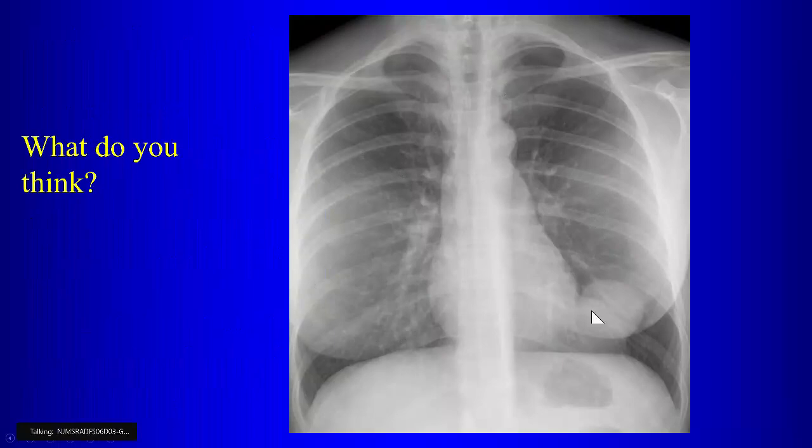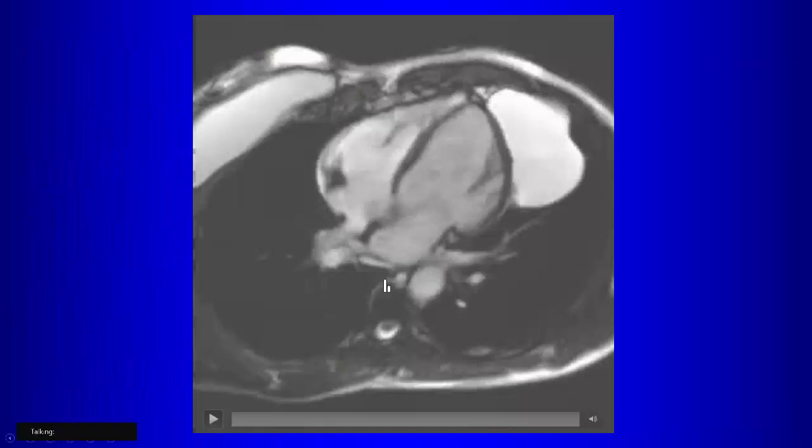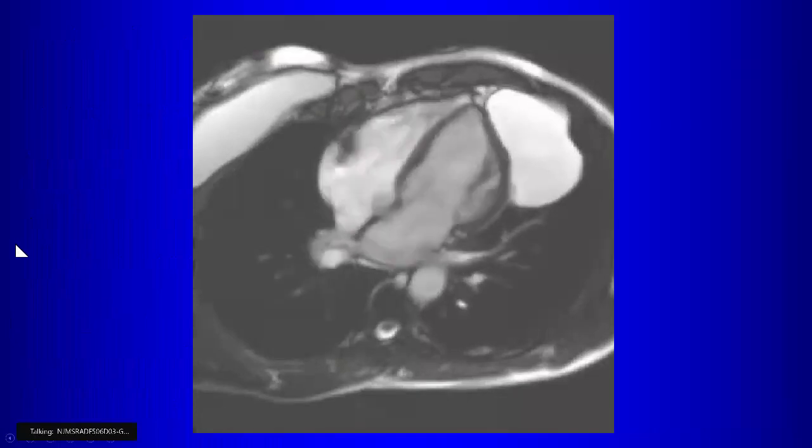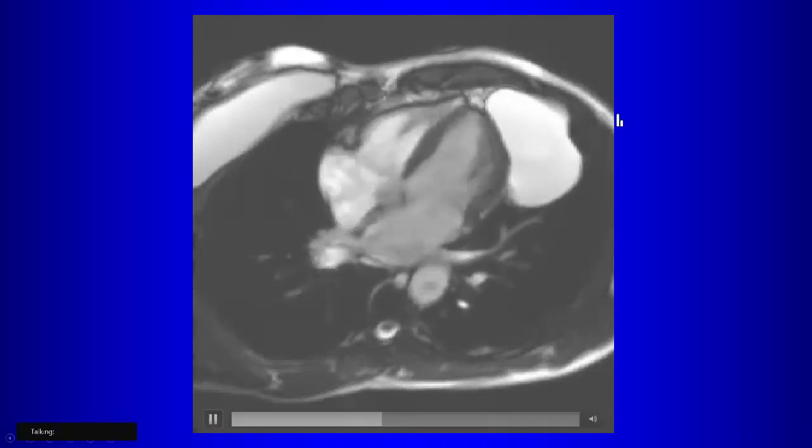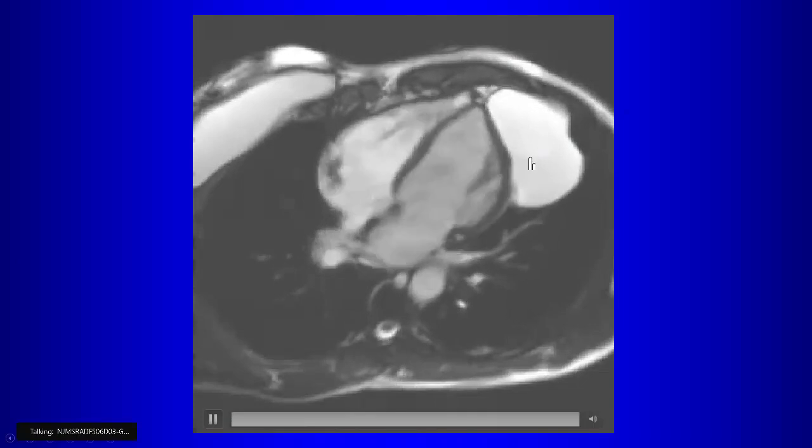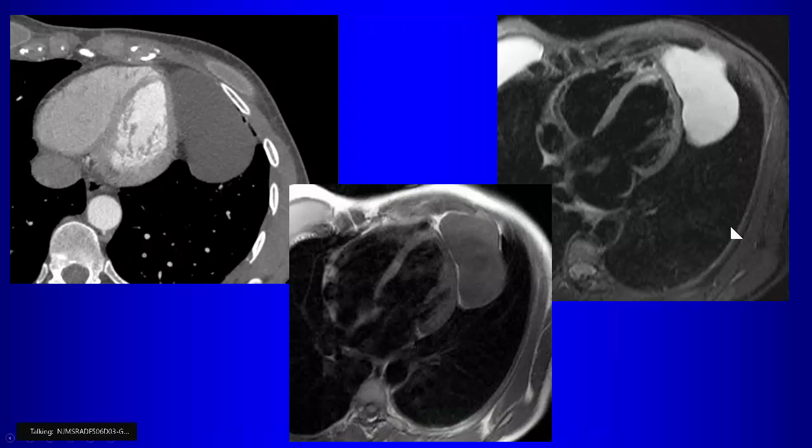Okay. Here we have a patient who has what looks like a mass here, right, over the heart, and here's the MR. So what are we dealing with here? Pericardial lymphoma? Lipoma. What's the signal characteristic there? It's very bright, yeah. So this is fluid, right? So this is a pericardial cyst, right?